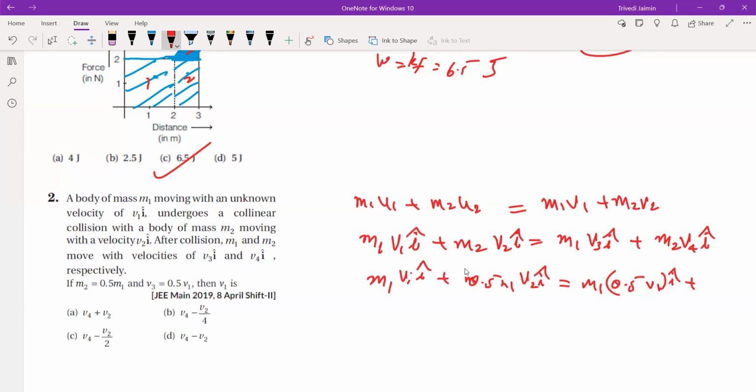plus M2 is 0.5 M1 and V4 we don't know. So you will get the answer in terms of V4. So V1 in terms of V4 you will get. Yes.